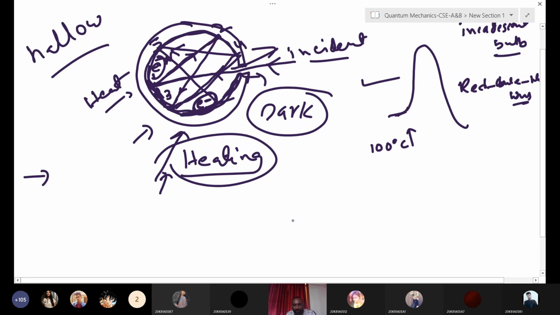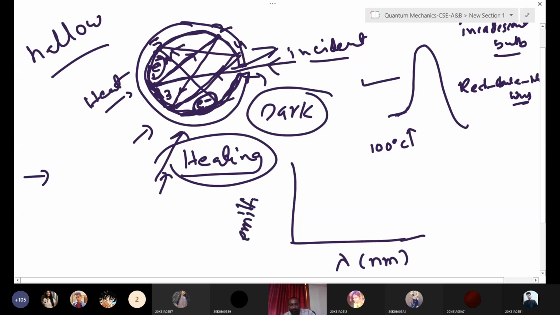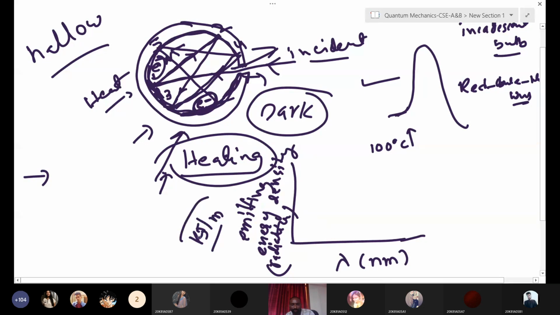If you plot the graph, this is the wavelength, in nanometers or micrometers, whatever. This is the emitting energy density, or energy density, or you can write radiation also. They are both the same. The units are kilojoule per meter, or per nanometer, or per millimeter, whatever. Kilojoule per meter are the radiation units.